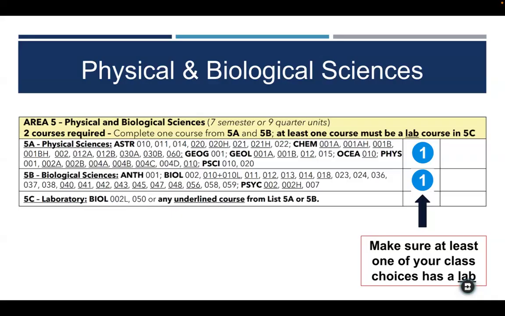So how do you do that? Any class that's underlined here, like Bio 10 plus Lab, Bio 11, or Geology 1A as an example, are laboratory classes. So let's just give you an example. Let's say you took Geology 1A and Anthropology 1 for 5A and 5B. Geology 1A would count for 5A and 5C, and Anthropology would count for 5B.